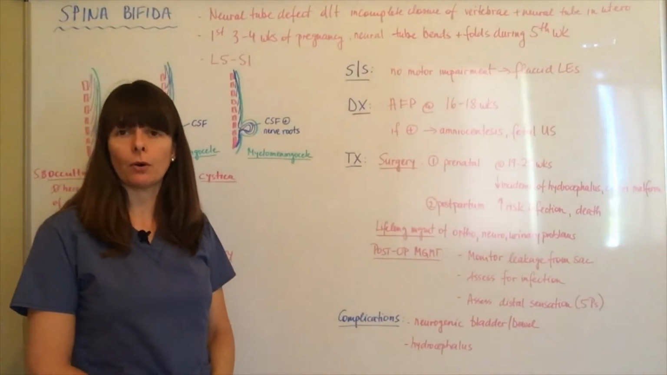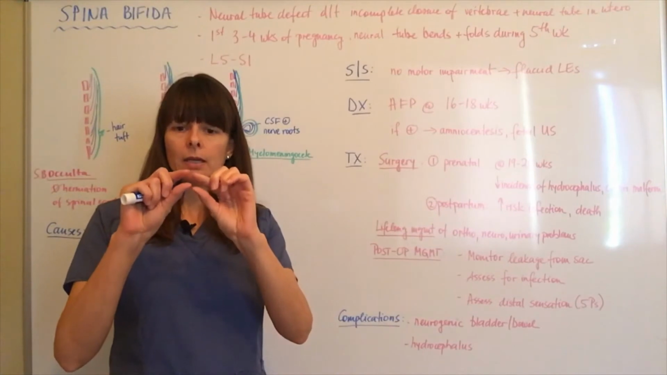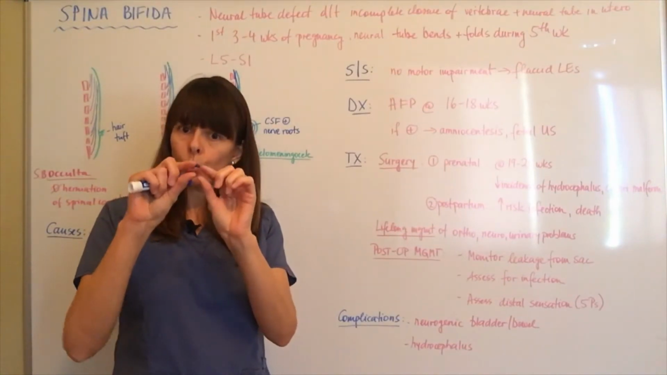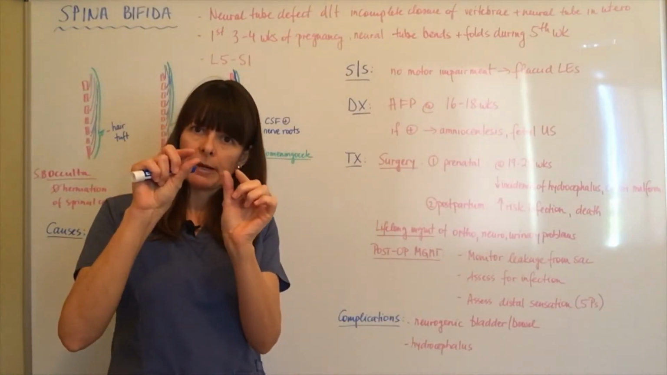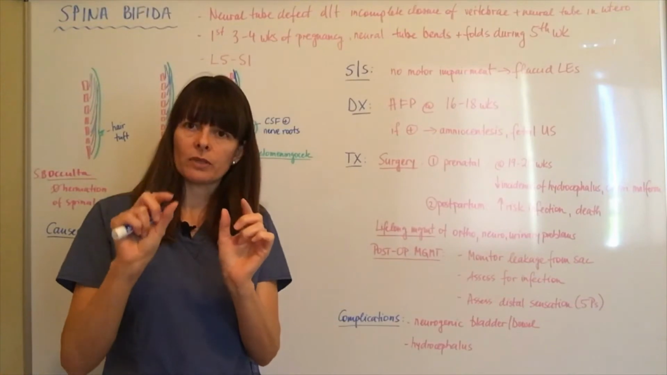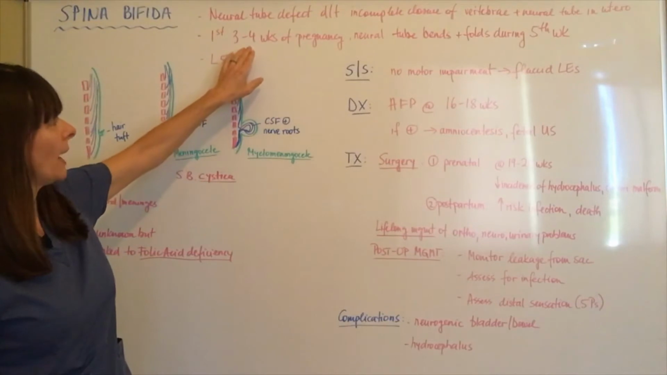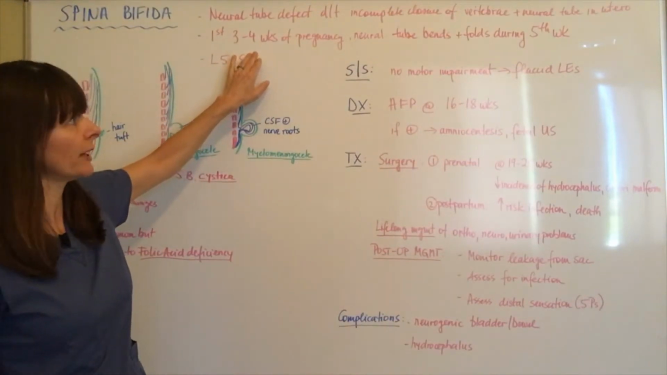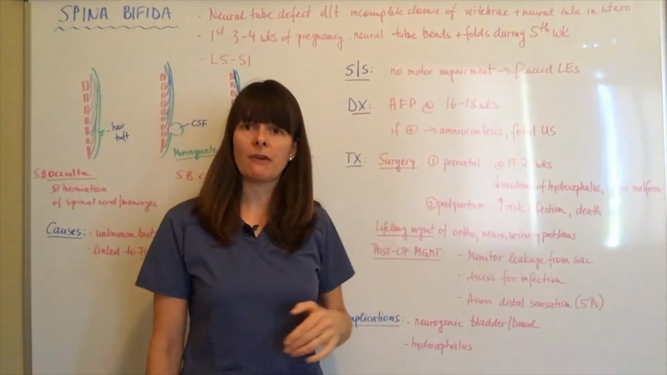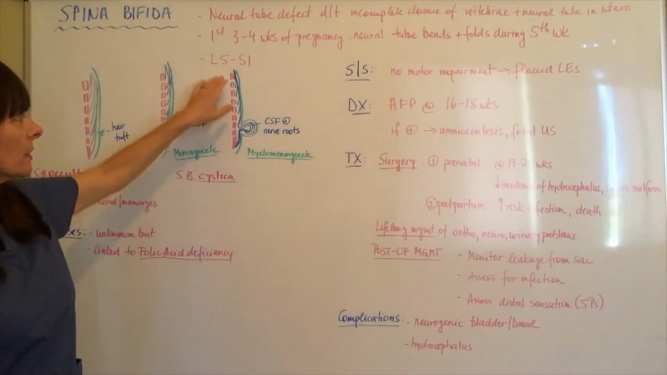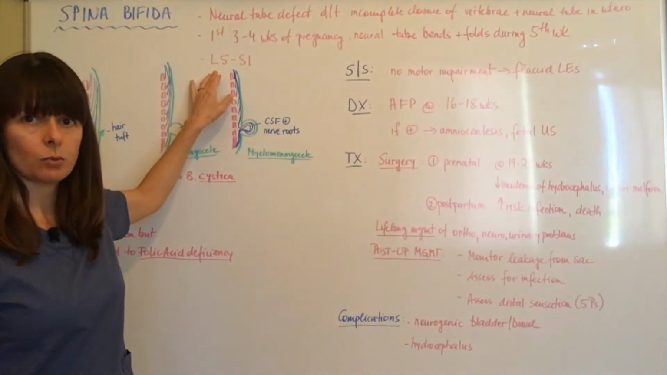So keep in mind when the embryo first develops, it starts as a tube that eventually grows and grows and grows, and then it develops into the brain, the spinal cord, and then all the limbs and so forth develop. And when there's a neural tube defect, it usually happens in the first 3 to 4 weeks of pregnancy when the neural tube starts to bend and fold in week 5. Now, the neural tube defect usually occurs at the level of L5 to S1.